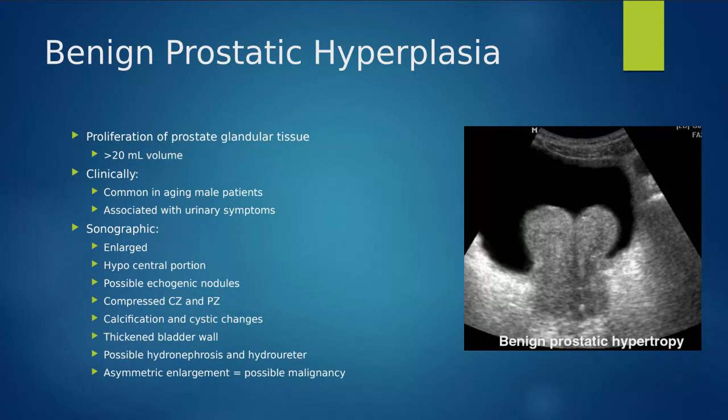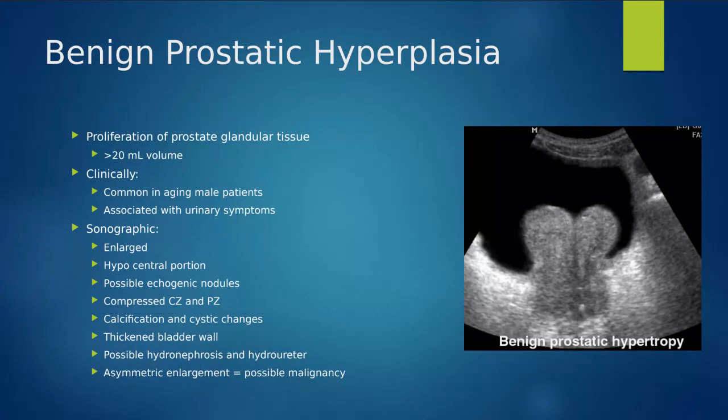The tissues keep growing. A normal prostate volume, when we are measuring our 3 measurements of the prostate, is going to be less than 20 milliliters. So anytime we see anything larger than 20 milliliters or 20 cc's, it's a very equivalent type of measurement, that is going to put us in the ballpark of BPH. Clinically, these patients are going to be aging male patients. Of course, as we get older, the prostate continues to proliferate, and they are going to have associated urinary symptoms.